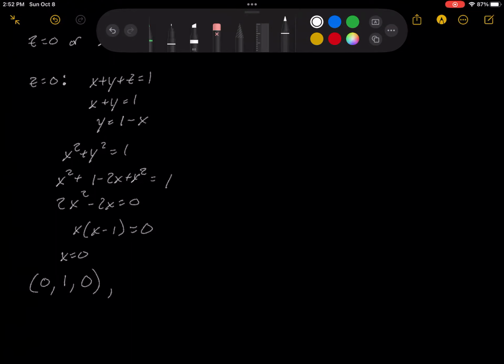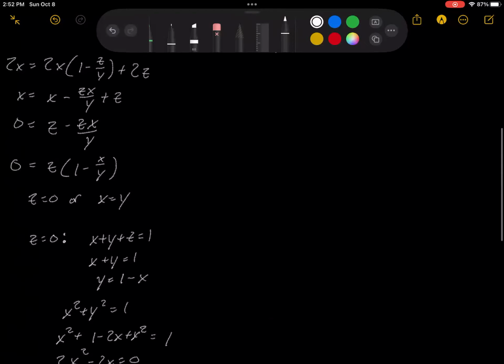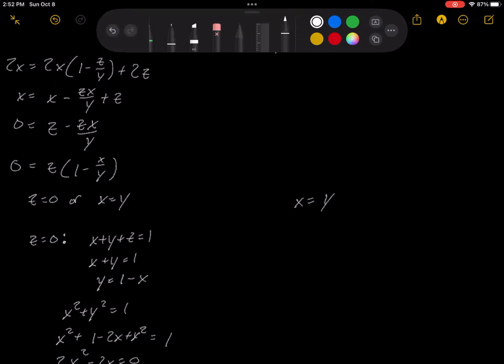If x minus 1 is 0, I get a point where x is equal to 1. The y value is going to be 1 minus 1, or 0, and the z value is 0. Okay. This was all under the umbrella that z was equal to 0. Now let's look at the case when x is equal to y.